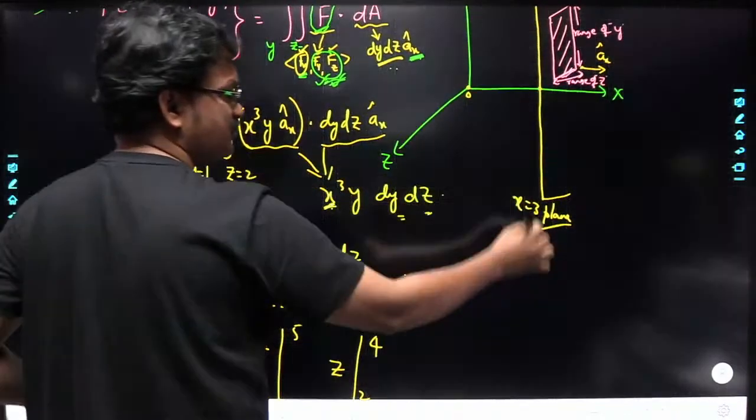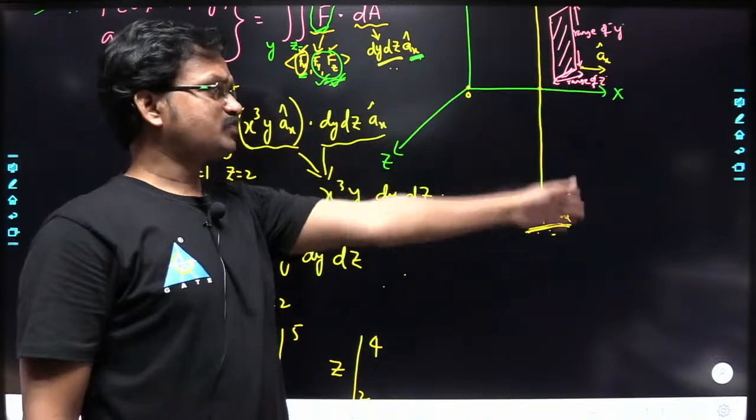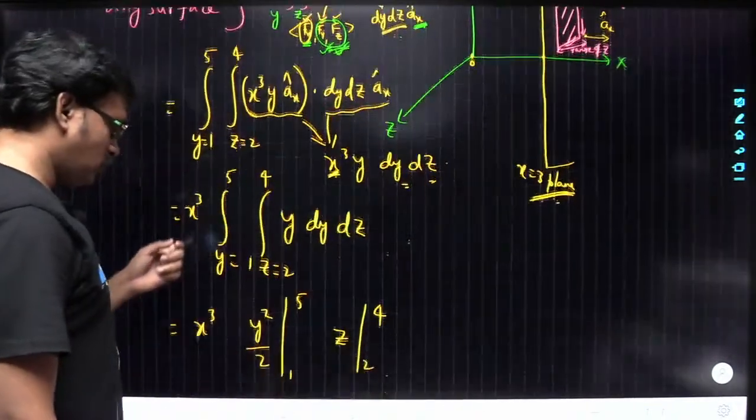So what are you going to get here? On this plane, what is the x value here? X value is equal to 3. So wherever you go on this plane, x value is going to be 3. It is constant, right? Now here we know the x value also.